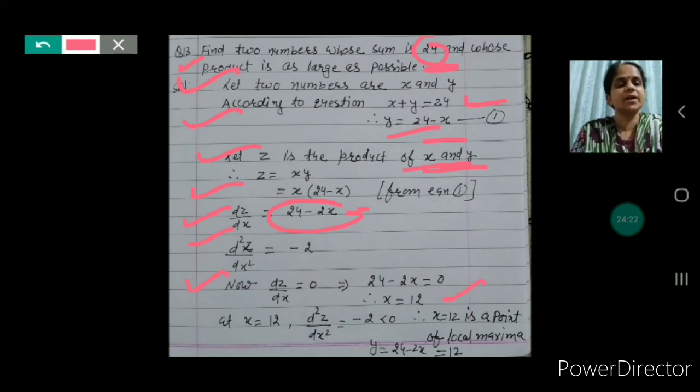And now at x = 12, find the value of the second order derivative d²z/dx². It is -2, less than 0. So at x = 12 the product is a maximum. It is known as the local maxima. When x = 12, find the value of y. You will get y is also 12. So x and y both are 12 and 12. So the two numbers are 12 and 12, whose sum is 24 and whose product is as large as possible.